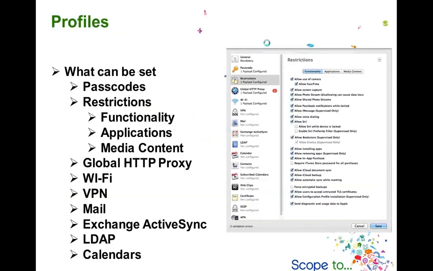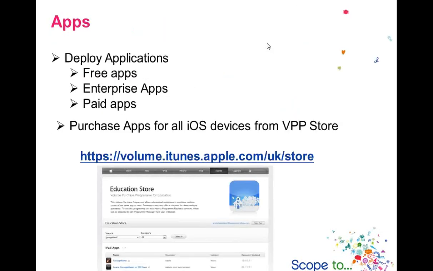So I'll jump back to where I should have been, and that's deploying apps. Here is a quick slide from Apple Configurator. This is the process that you'd go through using Apple Configurator to push an app out. From Apple Configurator, you can deploy free apps, enterprise apps, and paid apps. Free apps aren't a problem. You can just import them into Apple Configurator. You just navigate to the mobile application folder, I think it is, on your iTunes server, and then just import that.